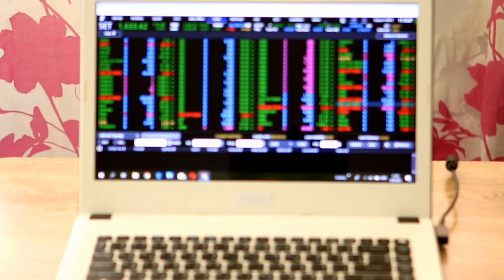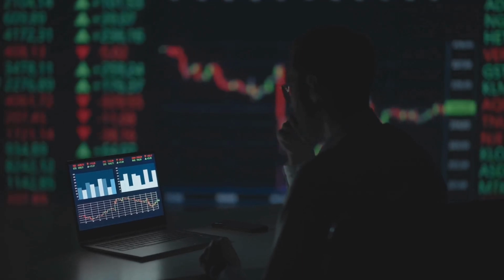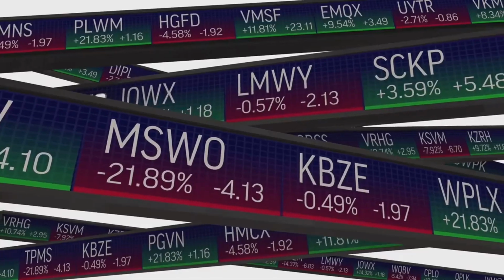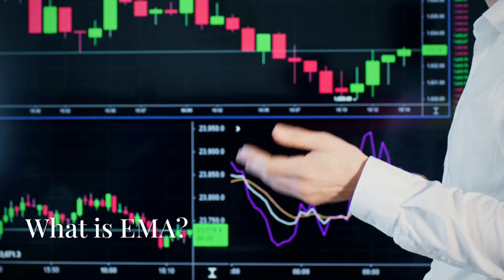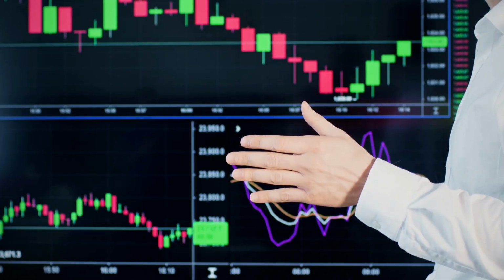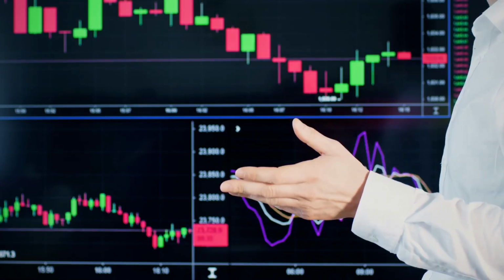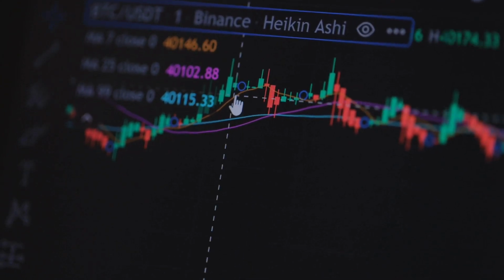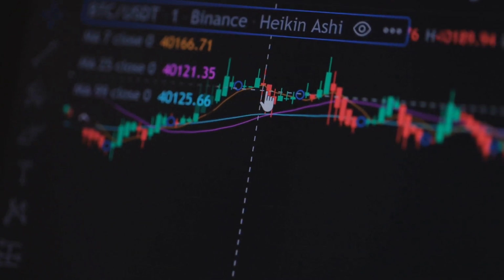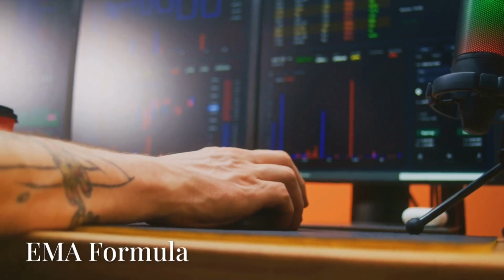EMA 200 and EMA 20. Here's a clear and detailed breakdown of the 20 EMA and 200 EMA, how they're calculated and how they're used in trading. What is an EMA, or exponential moving average? An EMA is a type of moving average that places more weight on recent price data, making it more responsive to current price action compared to a simple moving average, or SMA.